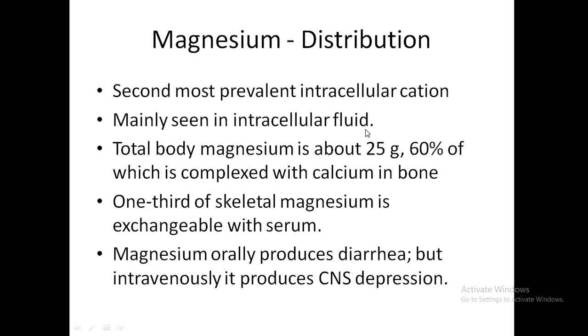Now coming to magnesium, it is the second most prevalent intracellular cation, and it's mainly seen in the ICF. Total body magnesium is around 25 gram, and 60% is complexed with calcium in the bone. One third of the skeletal magnesium is exchangeable with serum. And magnesium, if given orally, usually produces diarrhea, but if it is given IV, it produces CNS depression.